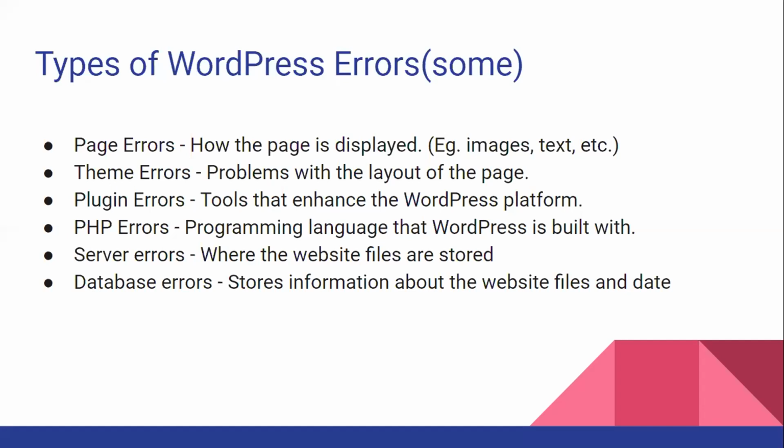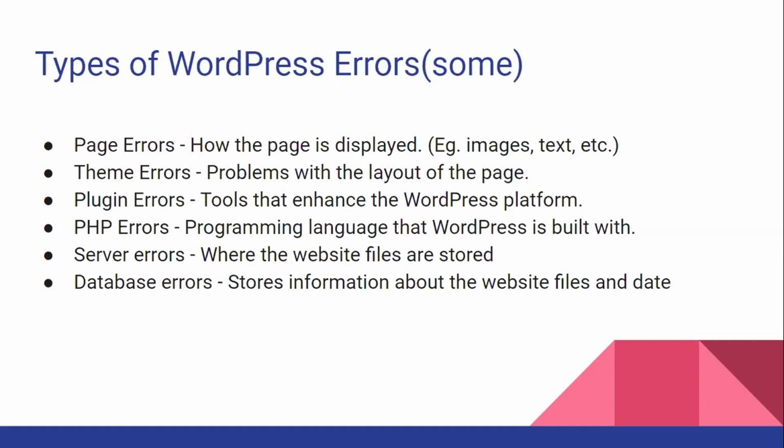Now, for the page errors, it mainly has to do with how the page is displayed. It might not be related to a plugin or a theme or anything. Maybe you copied a document from Word into the WordPress editor, and it's not formatted correctly. So that can cause an error. For the theme error, it has to do with the layout of the page. So if you notice that something is not in the right space, or something is just strange with it, that might be related to the theme itself.